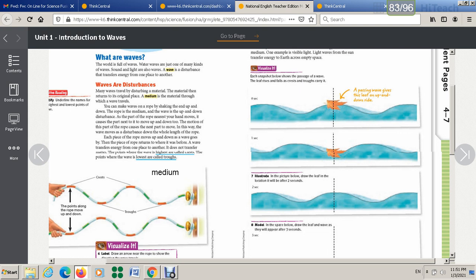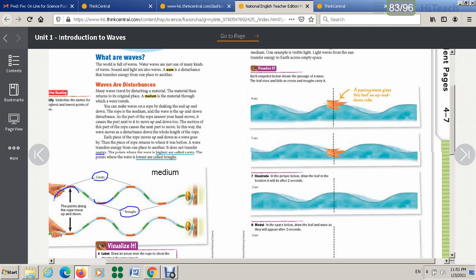A wave transfers energy from one place to another. It does not transfer matter. The matter will not transfer, only the energy in the waves, right? So the point where the wave is highest, as you see here, we call it the crest, and where is the lowest here, we call it what? Trough.